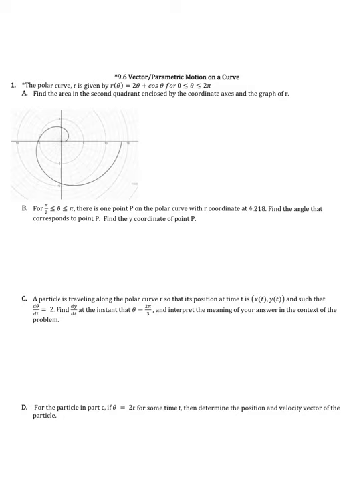9.6 is really going to tie together a lot of what we've been doing in this chapter. So we're going to talk about vector and parametric motion on a curve. We're going to be looking at particle movement. But really, this section is just a review of a lot of things from earlier sections tied together.